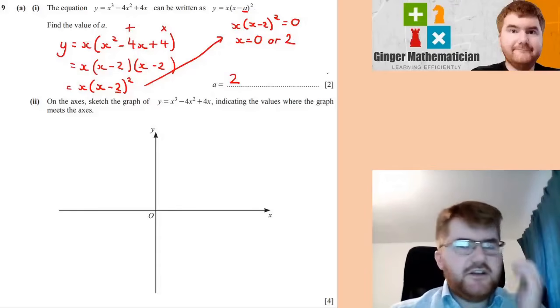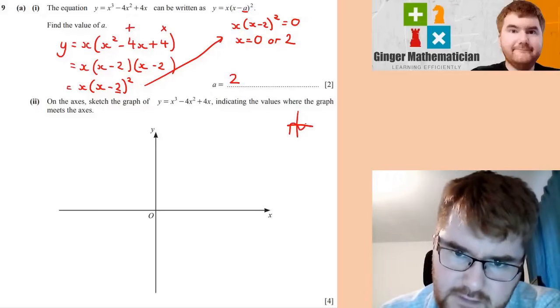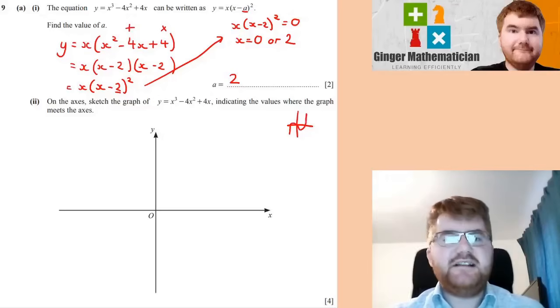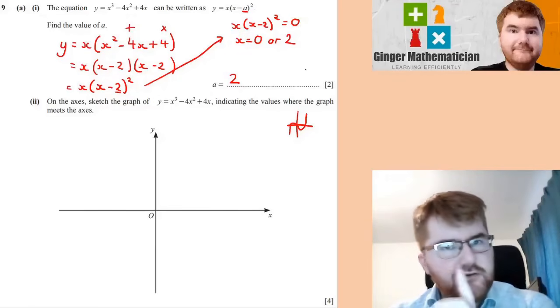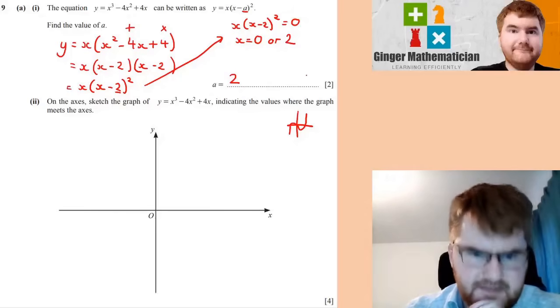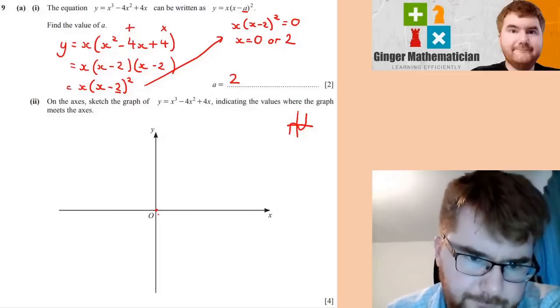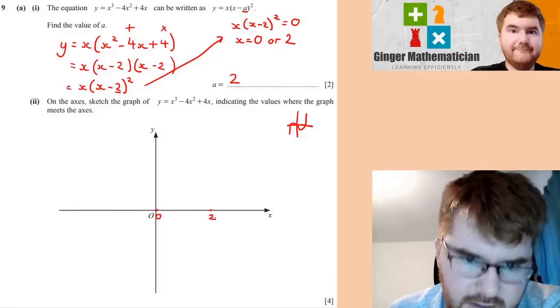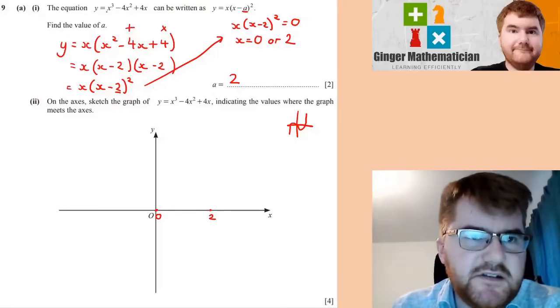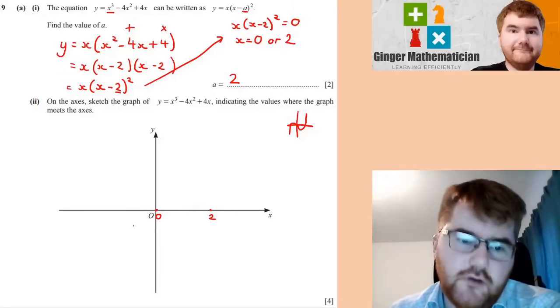However, this is a cubic. So remember that the shape of a cubic, generally speaking, looks something like this. So it crosses the axis 3 times. This is a very special cubic where it only crosses or touches the x-axis twice. So let's mark in those points. We've got 0 here and 2 over here. We have a positive cubic. Notice this is an x cubed. And so we've got all the information we need to draw a good sketch.